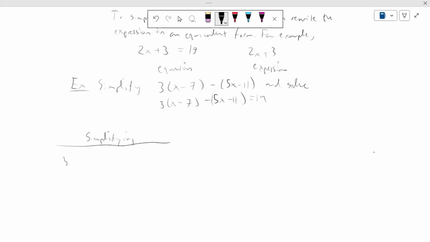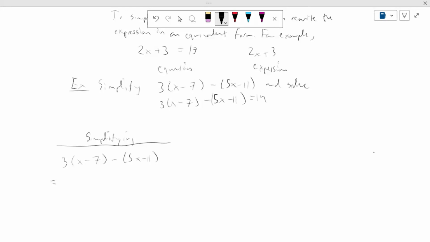Okay, so I have 3 times x minus 7 minus 5x minus 11, right? No right-hand side, right? Because there's no equal sign here. I'm just simplifying an expression, right? Fair enough. Okay. What am I going to do? I'm going to write it as an equivalent expression, right? So this thing that I just wrote over here, now I'm going to introduce an equal sign, okay? And then what's going to go on the next part of this equal sign is something that's equivalent to the thing that I have up here, okay?